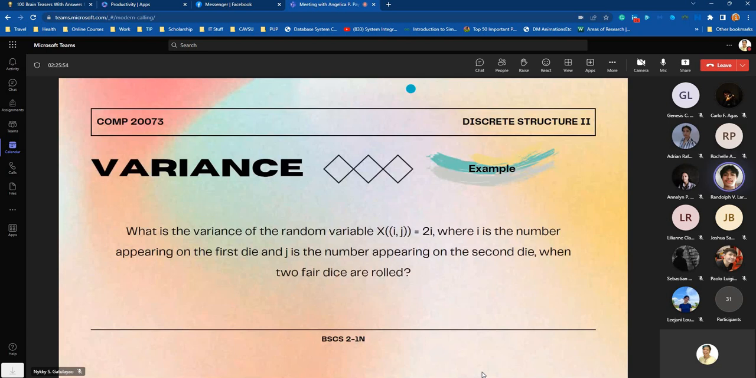So, example, to solve for variance: what is the variance of the random variable X of i and j equals 2i, where i is the number appearing on the first die and j is the number appearing on the second die when two paired dice are rolled? So, next.